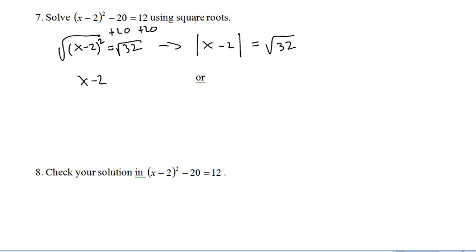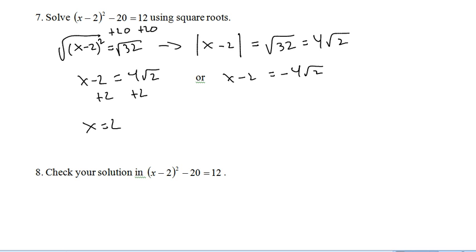So x minus 2 is going to equal, and remember root 32 is the same as 4 root 2, so x minus 2 is either going to equal 4 root 2 or x minus 2 is going to equal negative 4 root 2. Add 2 to both sides, so x is either going to equal 2 plus 4 root 2, or x is going to equal 2 minus 4 root 2.